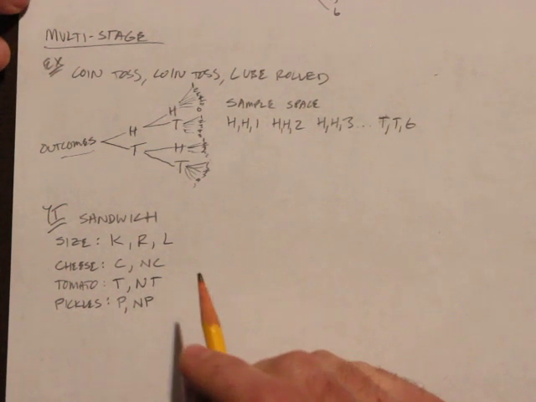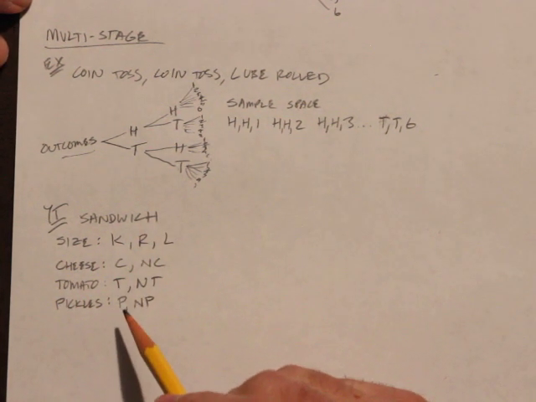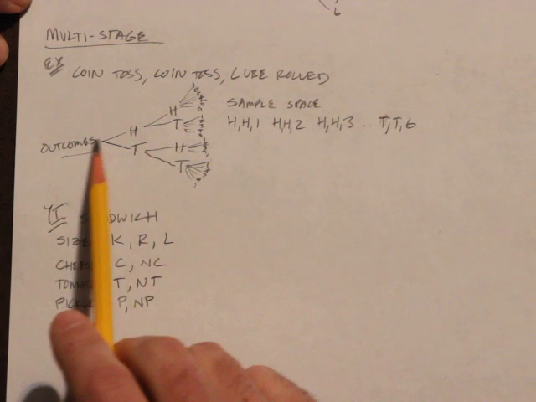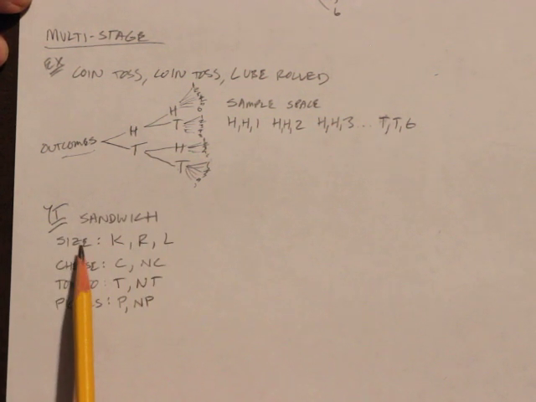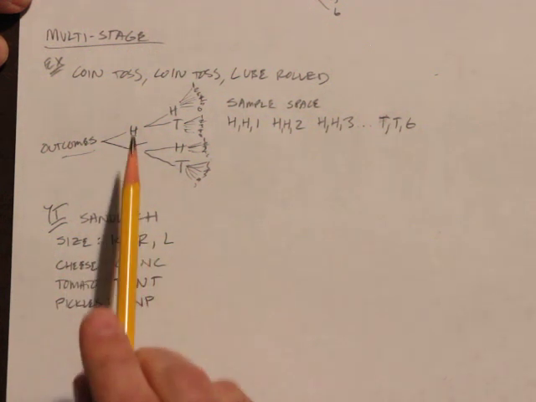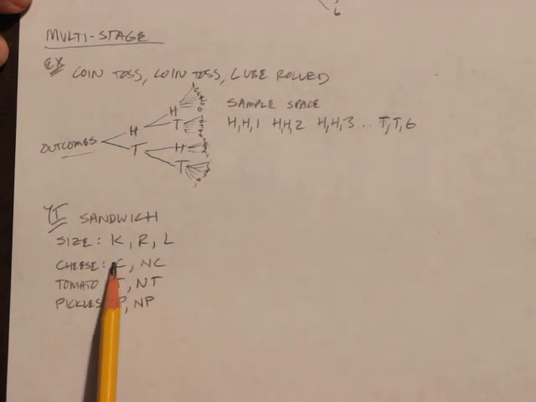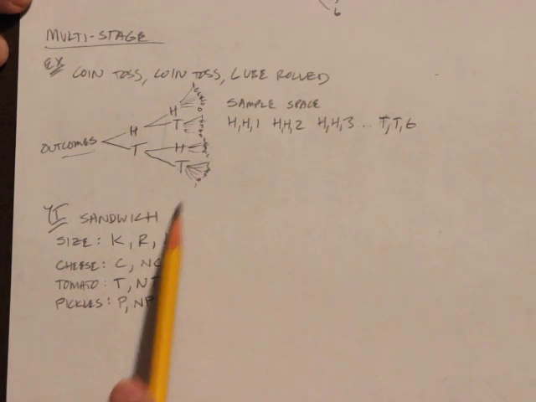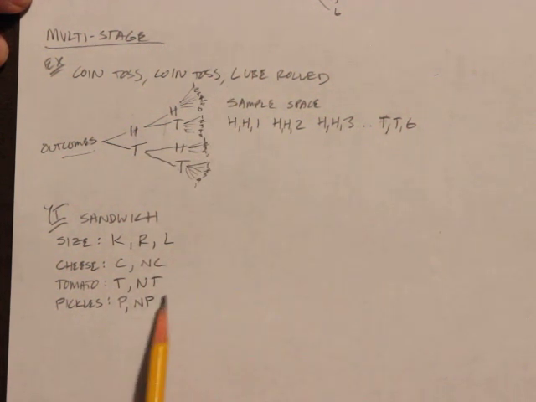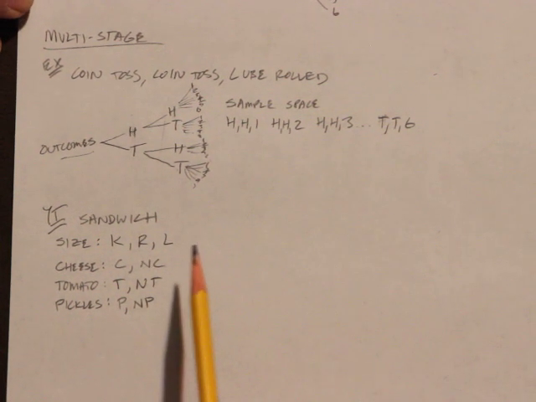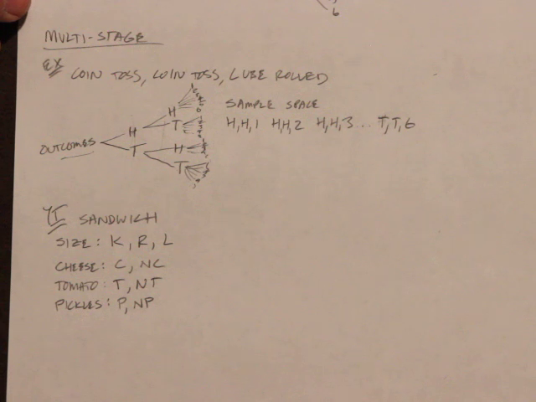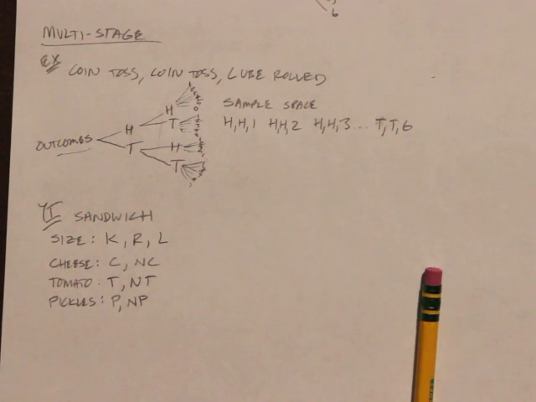This is a you try. You're going to make a tree. You're going to start with your size, so that would be the first one. The cheese and no cheese, second. Tomato, no tomato, third. And then you have a fourth one, pickle, no pickle. So go ahead and make a tree diagram and then list all the possibilities. Pause now, go.